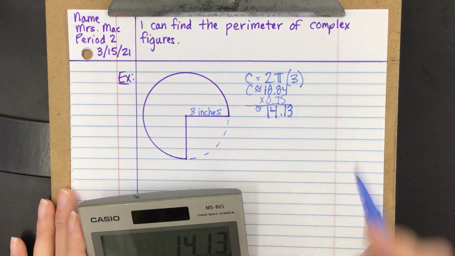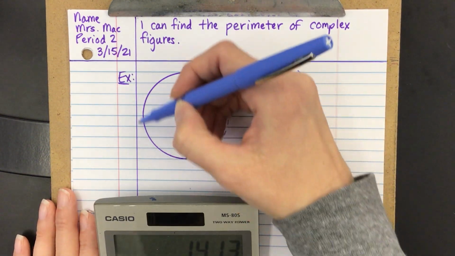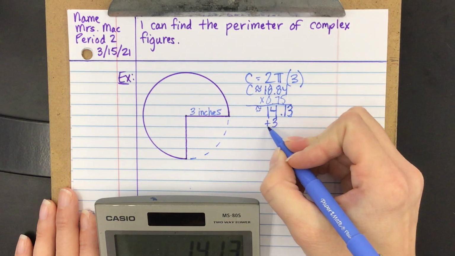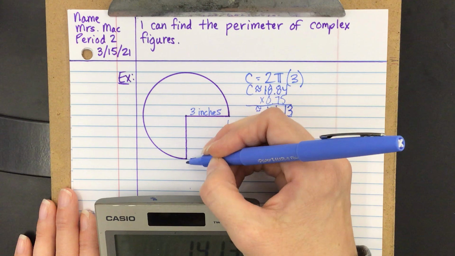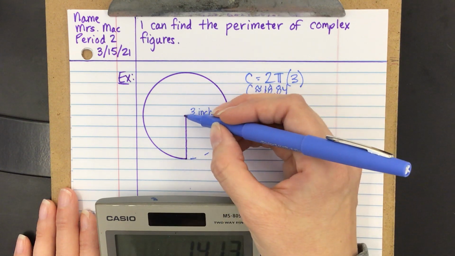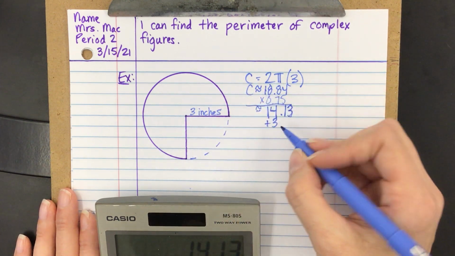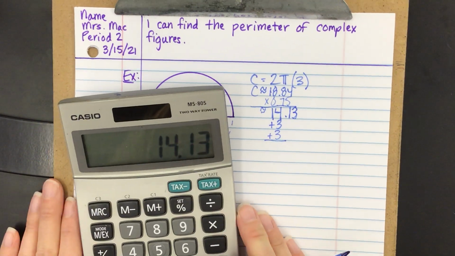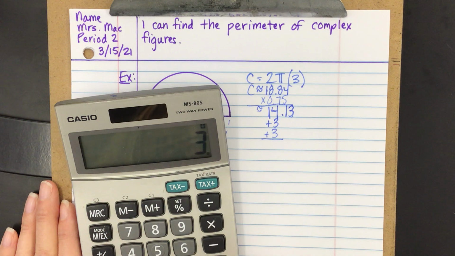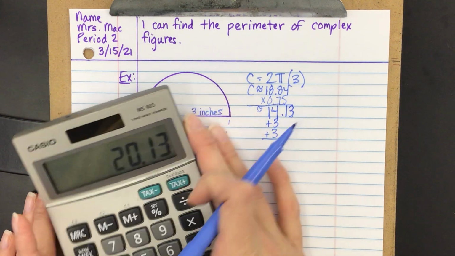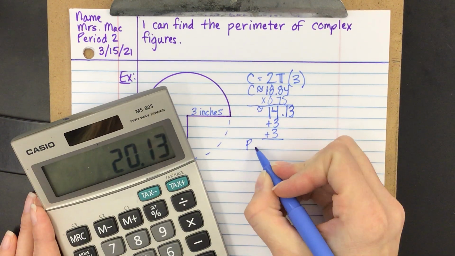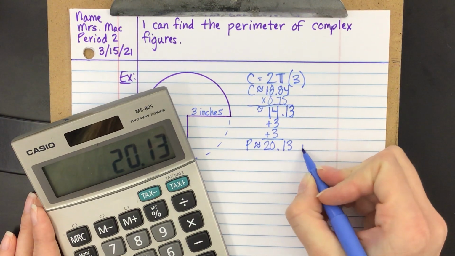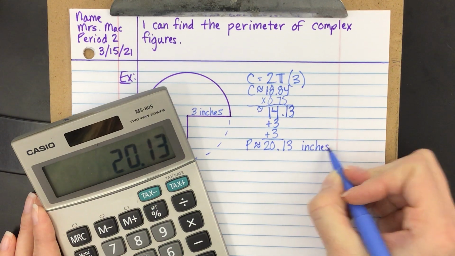Okay. Now, we're not done yet because this is the distance around this portion, but then we come in for 3 inches. And then this is also 3 inches because the radius is always the same. So the radius is 3 here, the radius is going to be 3 here. Okay, so I have 14 13/100ths plus 3 plus 3. And I'm going to get that the perimeter is approximately 20 13/100ths inches.